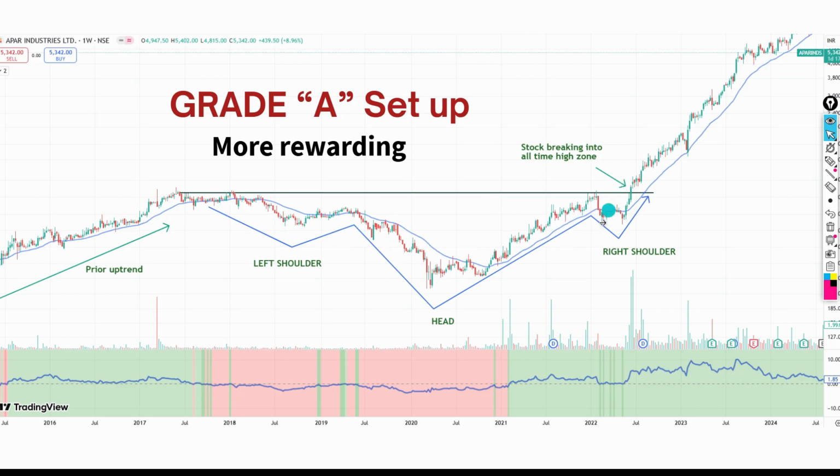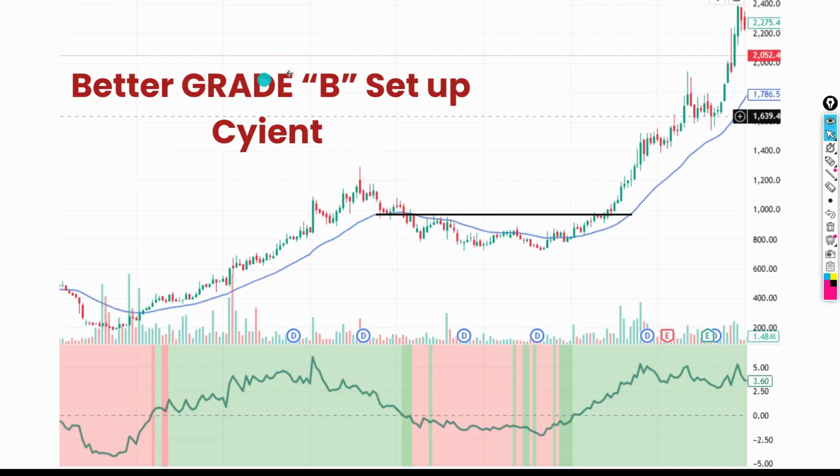If stage 3 has broken down, it will be called a stage 4. I hope I am clear. If you have doubt, kindly watch this video once again, you will understand. The stock breaks into an all-time high here, while in the previous example, that is the grade B setup, the stock breaks out, but not in the all-time highs. It just breaks the stage 4, stage 1 setup and then goes into stage 2.